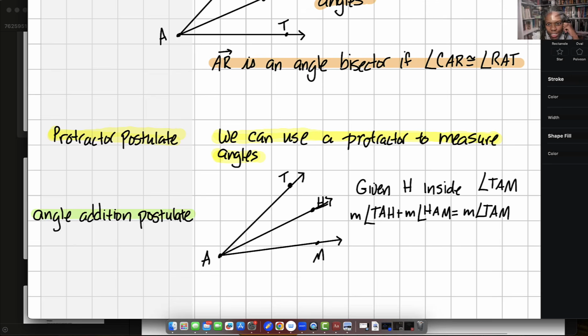The measure of angle TAH, that's this guy right here, plus the measure of angle HAM, that's this guy right here, has to add up to the measure of the whole thing, angle TAM. A lot like the segment addition postulate, and we're going to play around with this concept very soon. So turn to your examples and let's get started with example 1.